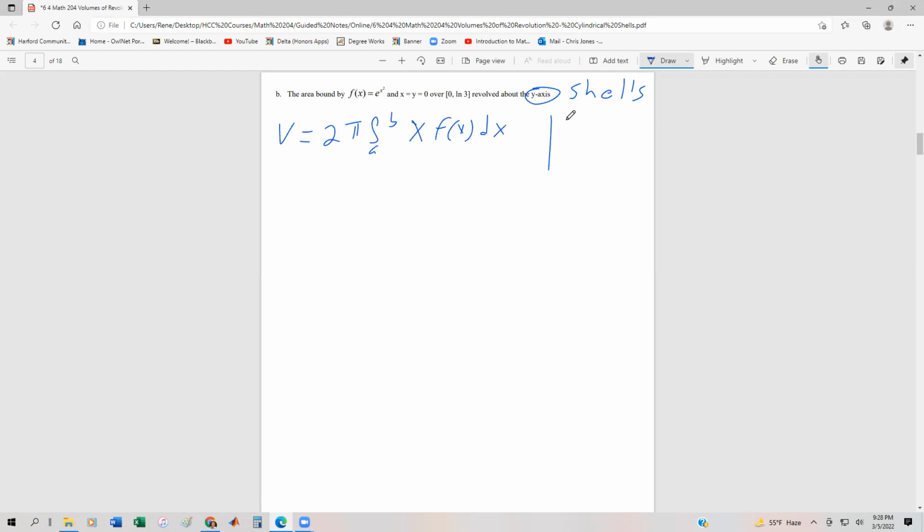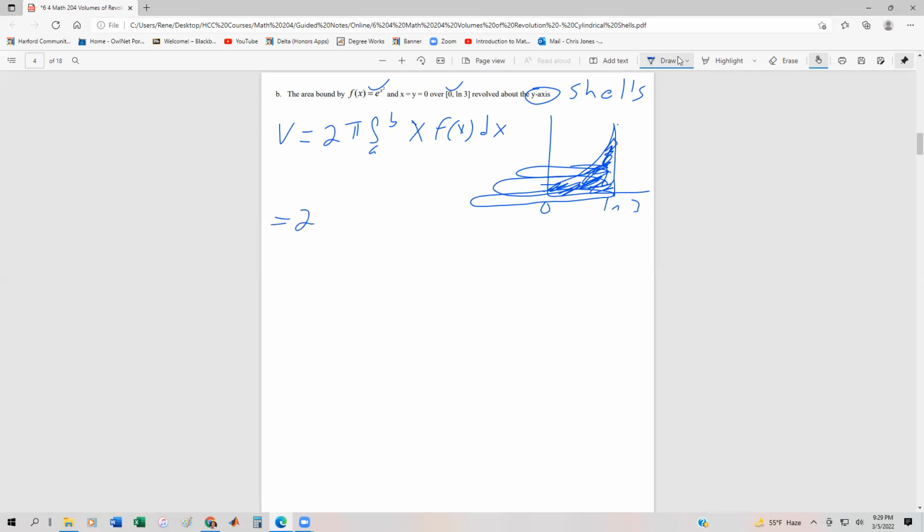Graph in quadrant 1, e to the x squared looks something like this. Okay, probably a little bit steeper. And we know we're going from 0 to natural log of 3. If we graph this and think about what the volume of revolution would look like, here's one of the shells, and then we have another shell, probably a little bit longer than that. You get the idea that we're just using a whole bunch of shells, another shell, and another shell, and so on, to find the volume for this. The good news is we have the function, the bounds, and we know it's going to be the shell method.